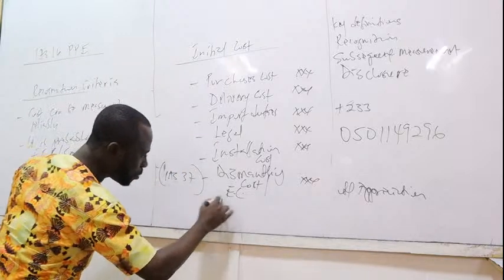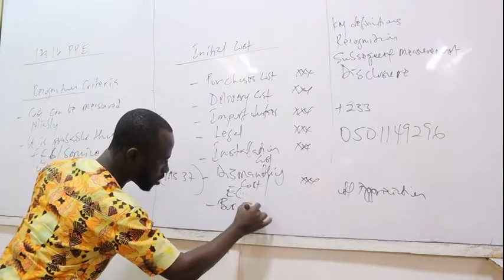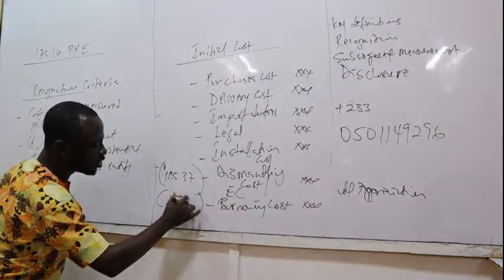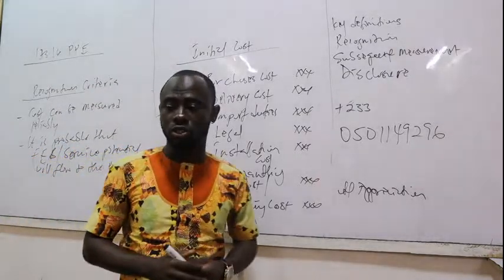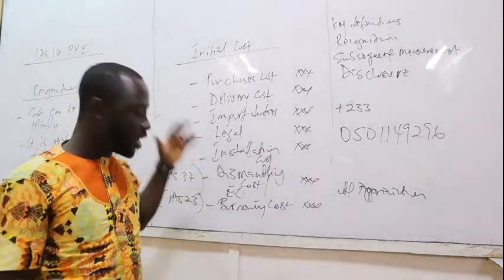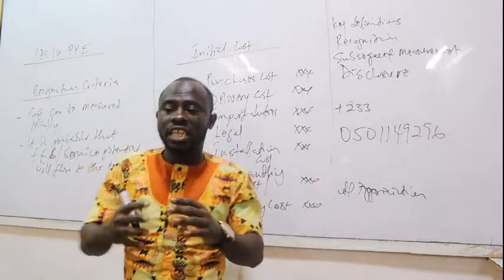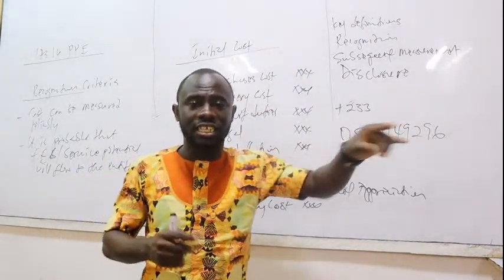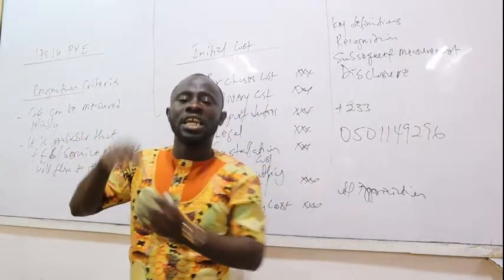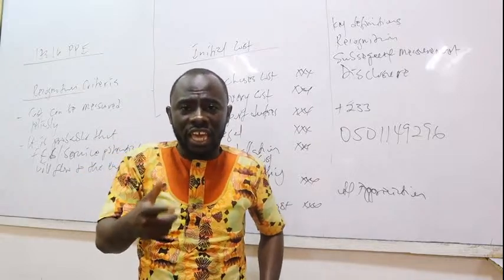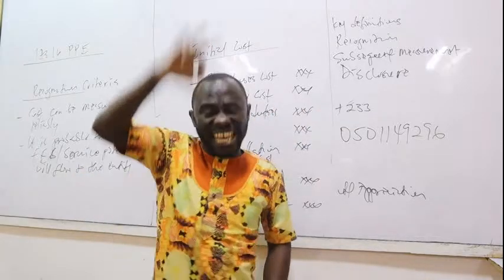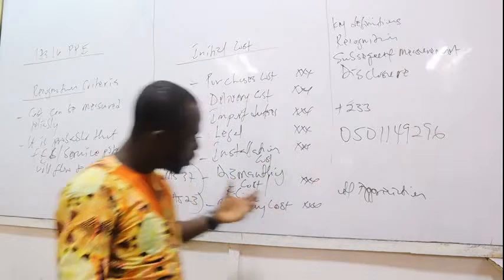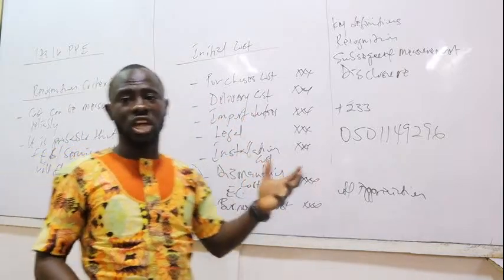Then, borrowing cost. We will be talking about this as well under IAS 23, borrowing cost. Now, if the entity borrowed some funds in order to acquire the asset or construct the asset, IAS 23 states that then those costs we incur in the arrangement of the fund and the interest expenses are to be capitalized. So borrowing cost will also be included in the initial cost of the asset.